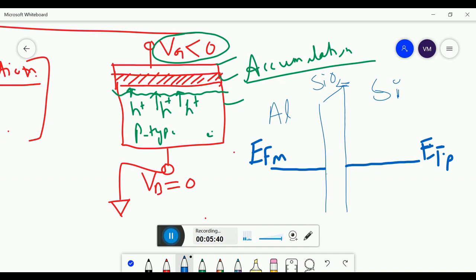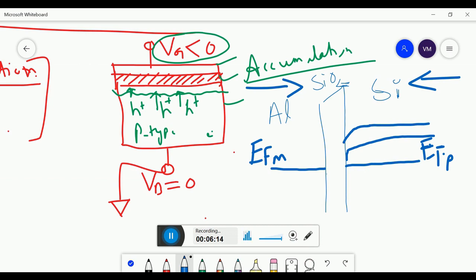And what happened to the other energy bands? They got bent downwards due to the potential appearing across these terminals. We have already calculated that potential, and that was a negative potential. Because of that negative potential, these bands were straight in the bulk, but at the surface they were bent.